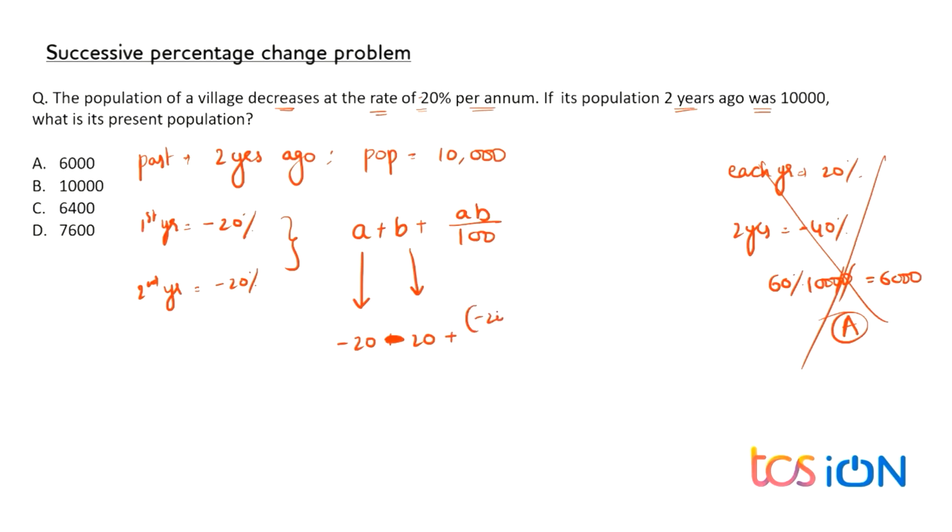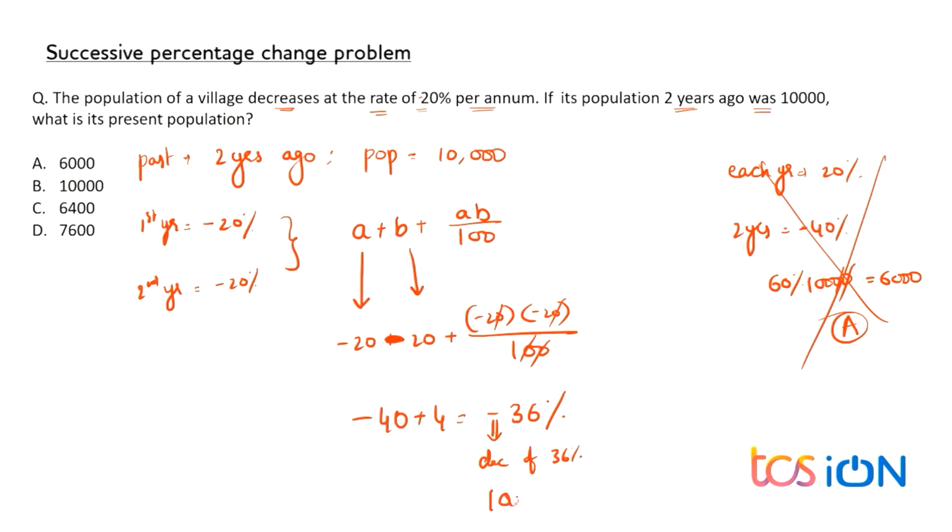Plus minus 20 into minus 20 upon 100. Of 2 zeros gets cancelled. Minus 20 will give me minus 40. Minus 40 plus of minus into minus will give me plus, 2 into 2 will give me 4. So that's going to give me minus 36% overall decrement. Minus refers to a decrement of 36%.